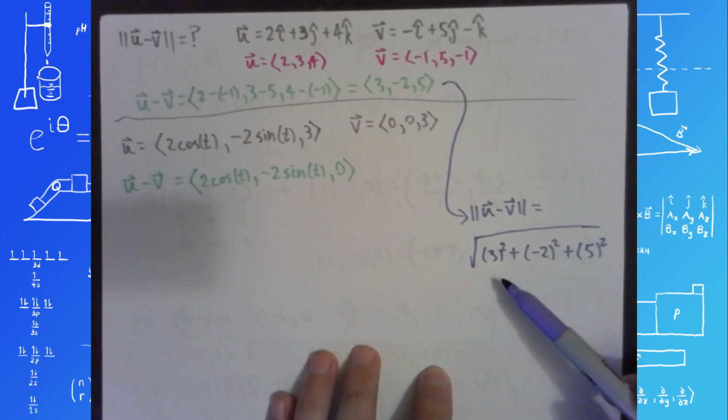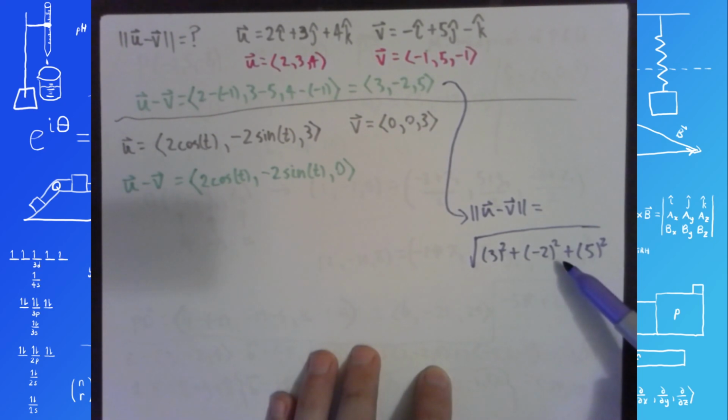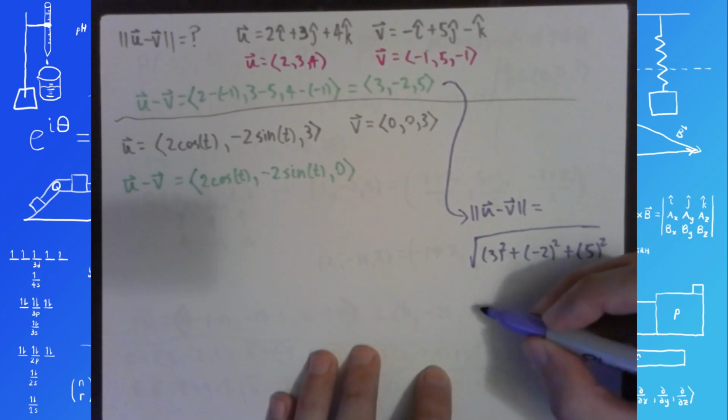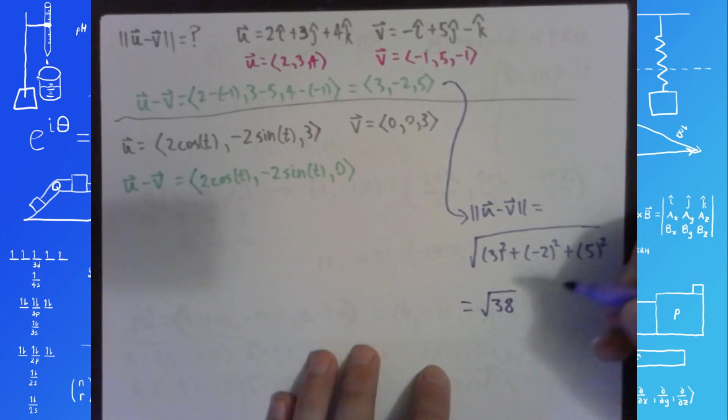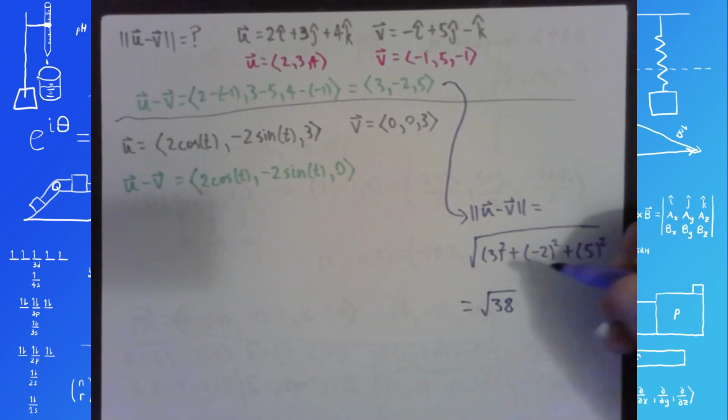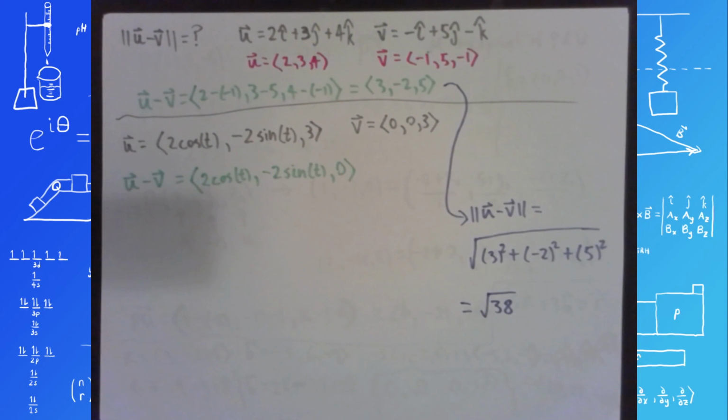Is that going to be a nice number that we can actually take the square root of? 9 plus 4 is 13, plus 25 is going to be 38. No, that's not going to simplify. It is equal to the square root of 38. And if I factor it, 2 and 19, yeah, those are prime numbers, so I can't pull anything out of the square root either. So there's the magnitude of that first one.